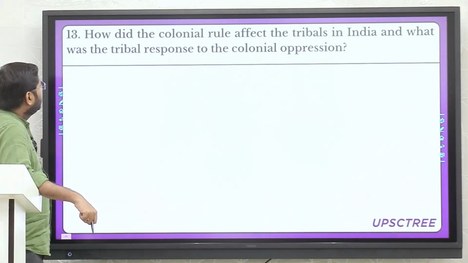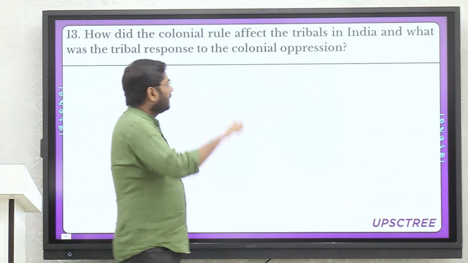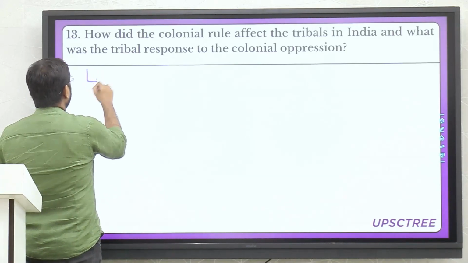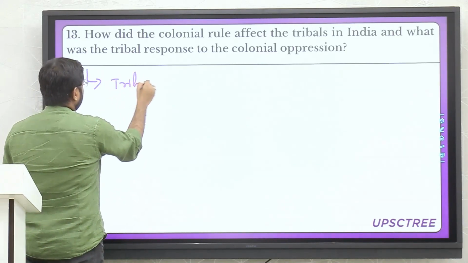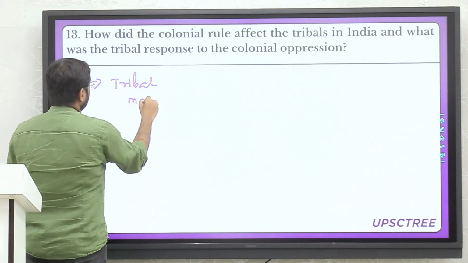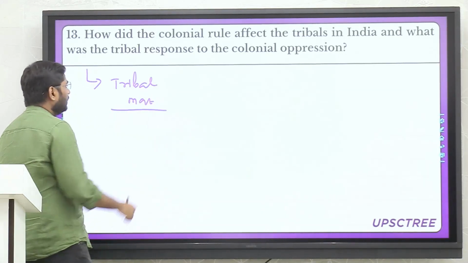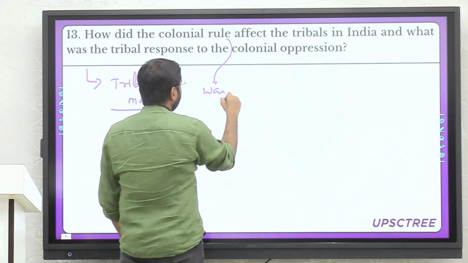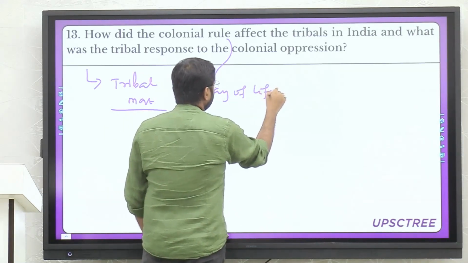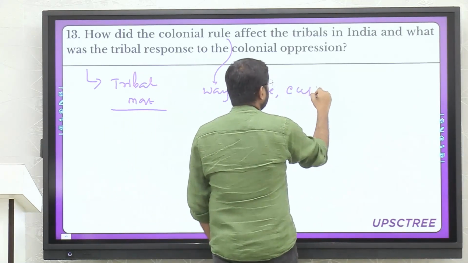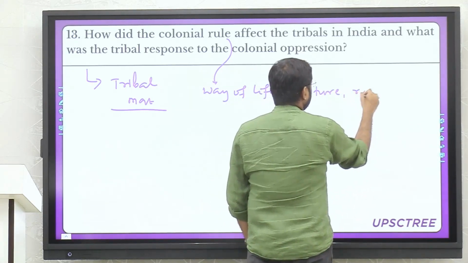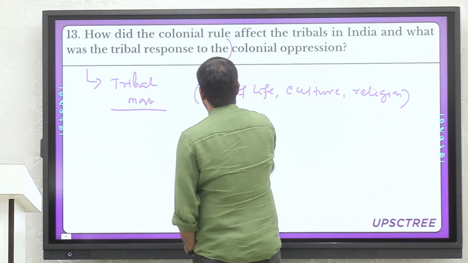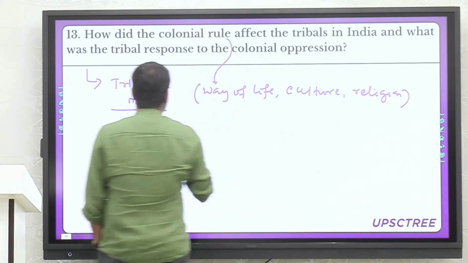Moving on, question number 13. How did the colonial rule affect the tribals in India, and what was the tribal response to the colonial oppression? All you have to talk about is tribal movement. See, the colonial rule threatened the way of life, culture and religion of our tribals. Okay, against which we have seen many tribal movements.